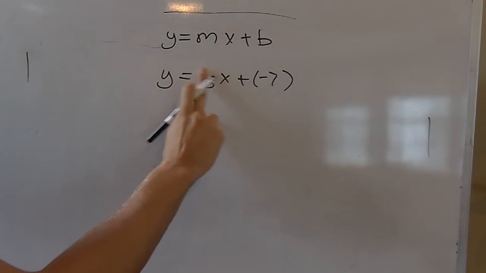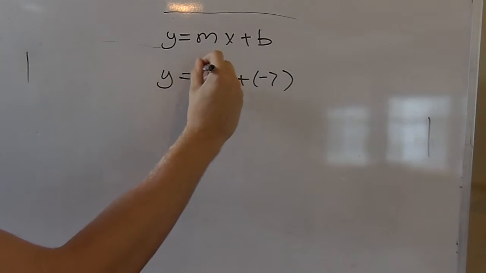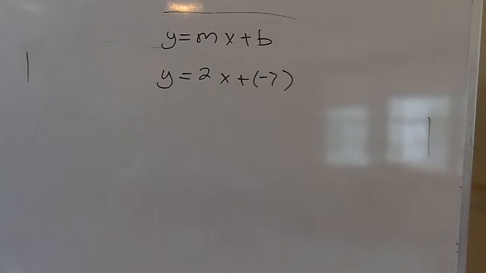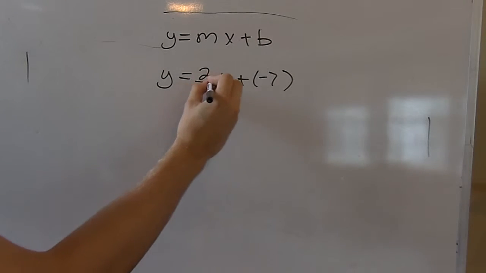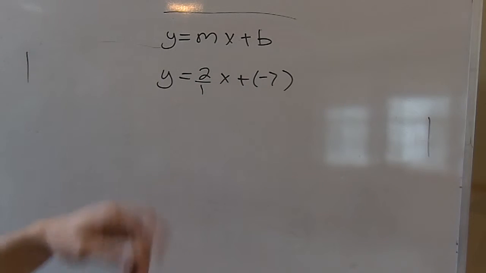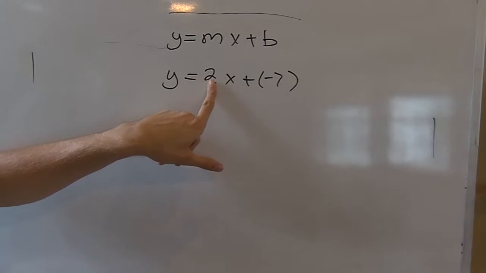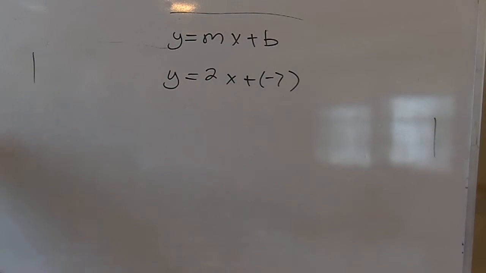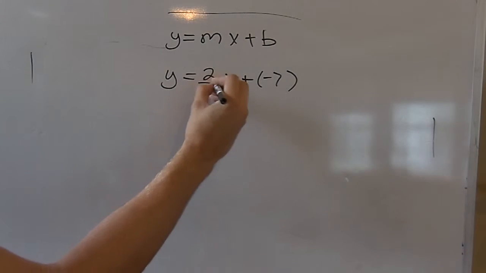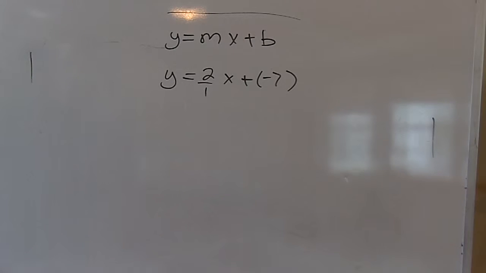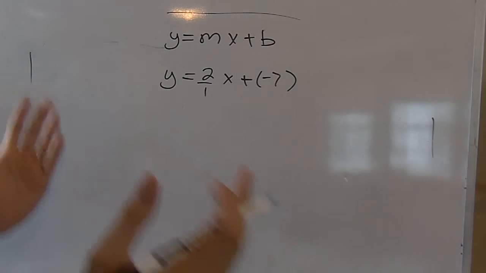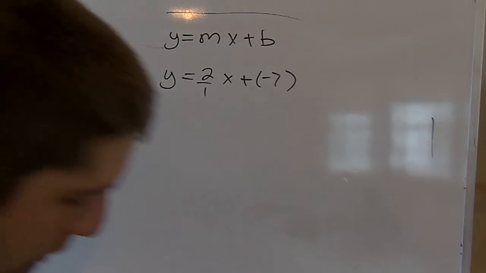Now, if this was not in fraction form already, maybe this was 2x. You could say the slope is 2, but to be more accurate, remember slope is always the rise over the run. Take that 2, turn it into a fraction, 2 over 1. Rise over run. Anytime you have a number by itself as your slope, to turn it into a fraction, put it over 1. Okay. So that's a simple way to find slope and y-intercept.